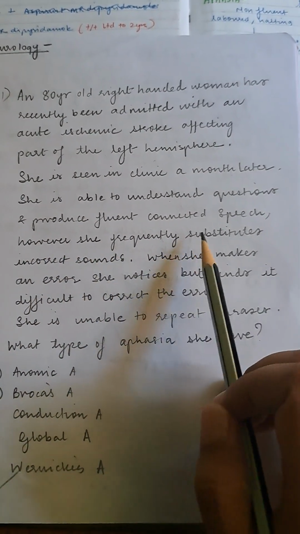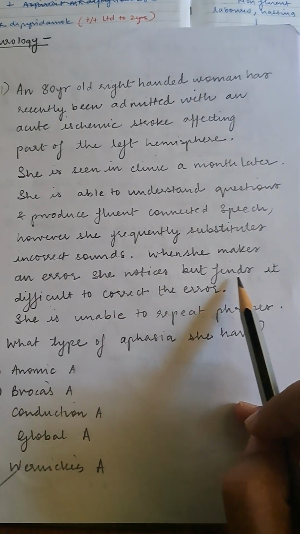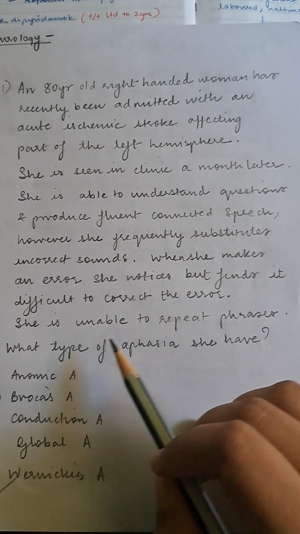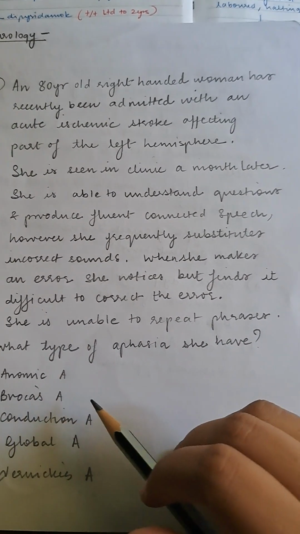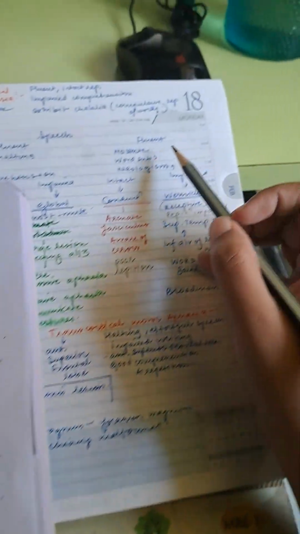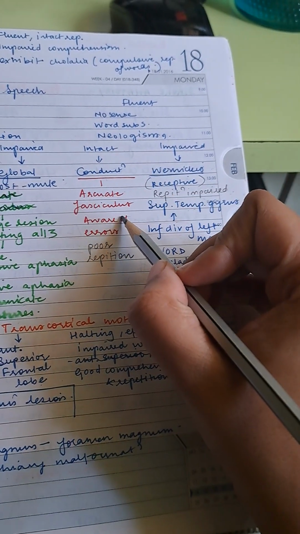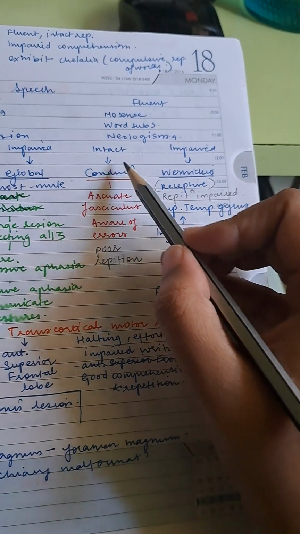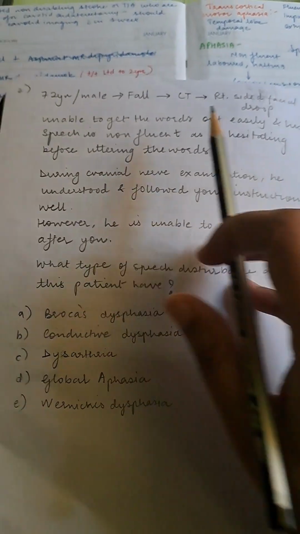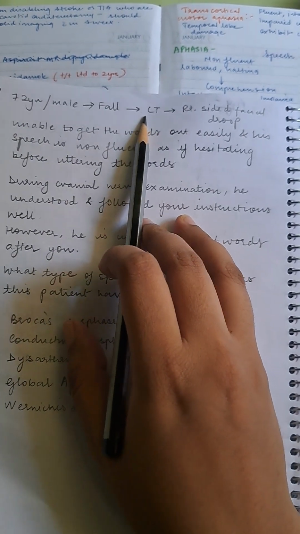However, she frequently substitutes incorrect sounds. When she makes an error, she notices but finds it difficult to correct the error. She is unable to repeat phrases. What type of aphasia does she have? So this is a clear case of conduction aphasia. Because the speech is fluent, the comprehension is intact, and she is aware of the errors, repetition is poor. This is conduction aphasia.